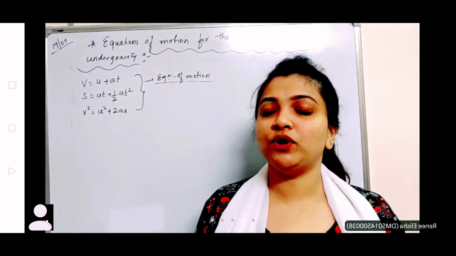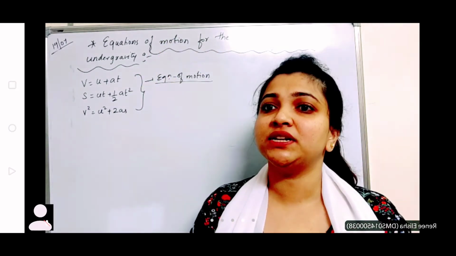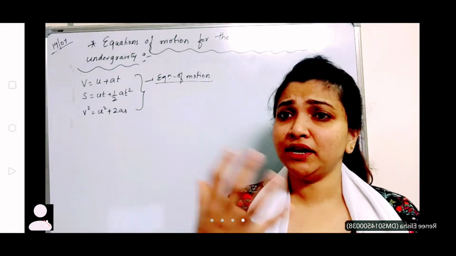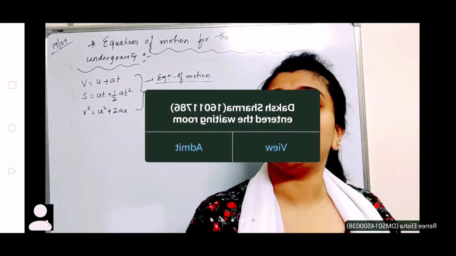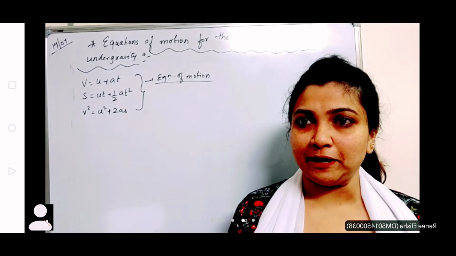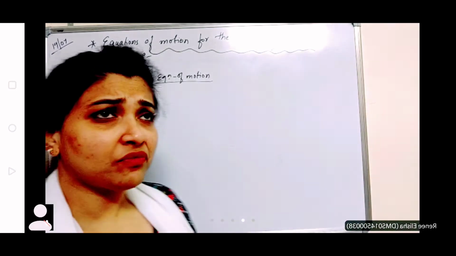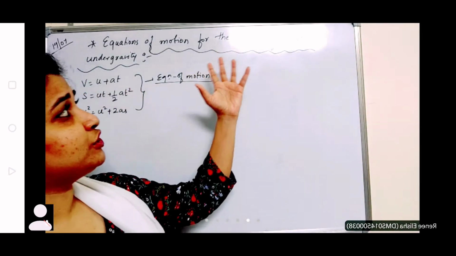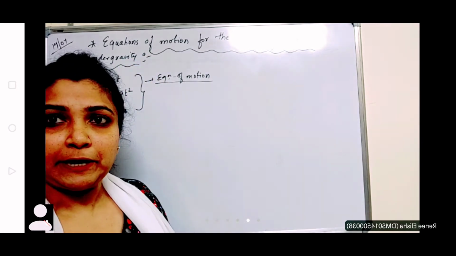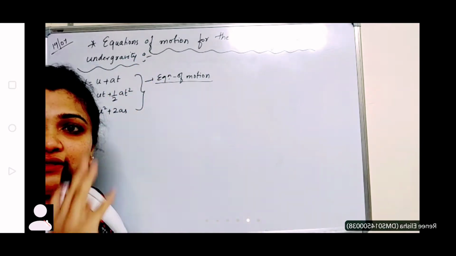So similarly, we are all bound towards the earth, right? The entire gravitational force is pulling us down towards the earth. So that is gravity. Now we are going to study equations of motion for an object under gravity. Now let us consider three cases here.